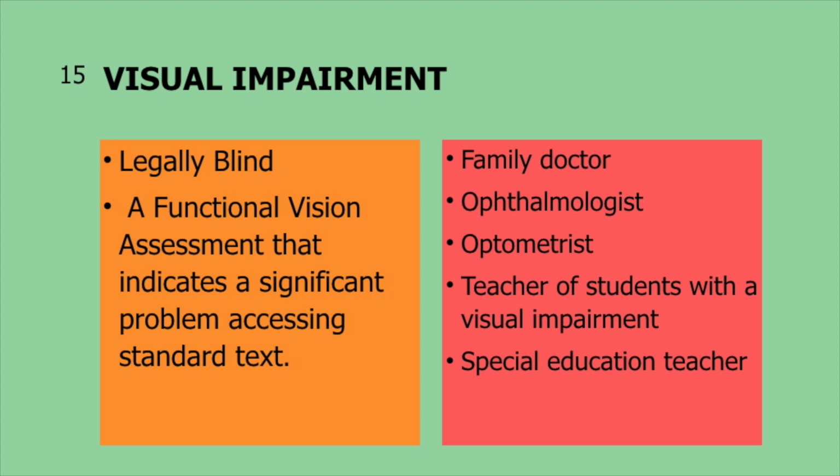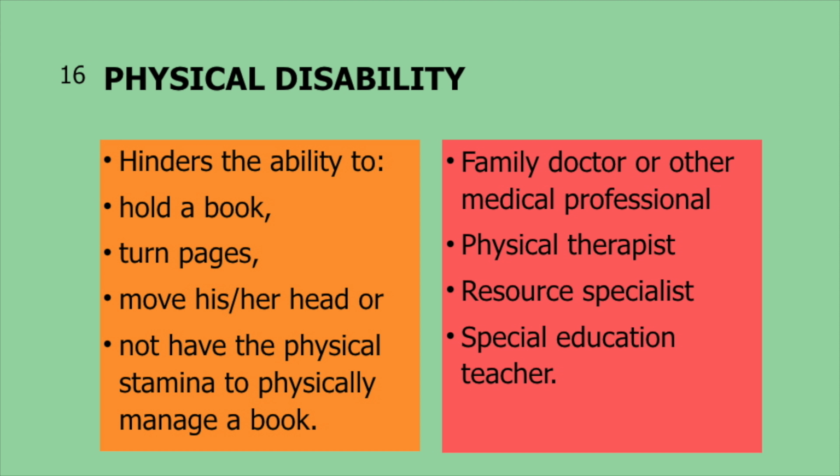A competent authority to document proof of a visual impairment can be a family doctor, ophthalmologist, optometrist, teacher of students with visual impairments, or a special education teacher. If using an FVA, functional vision assessment, I would suggest getting the proof of disability from the teacher of students with visual impairments.